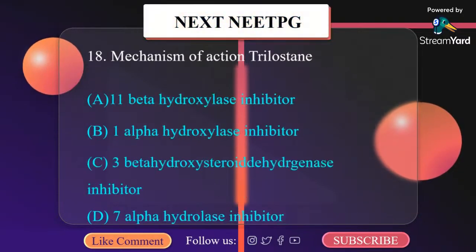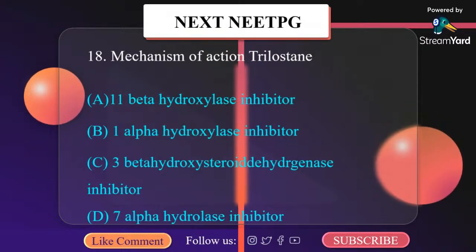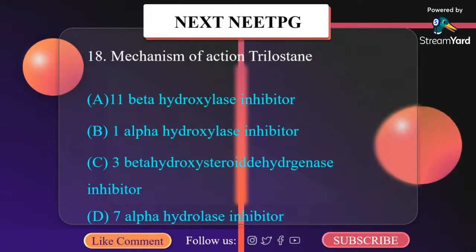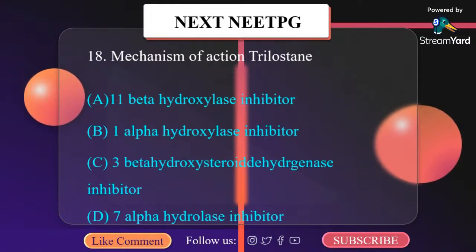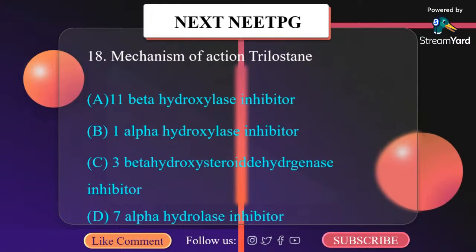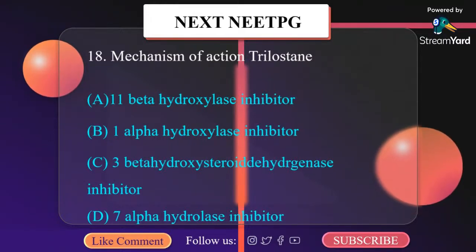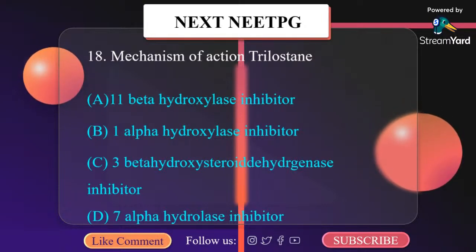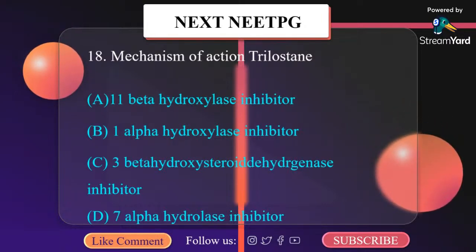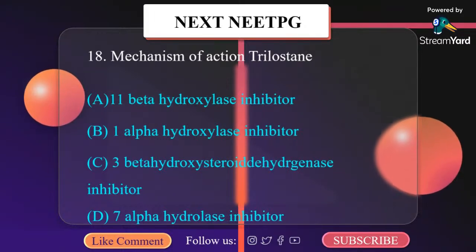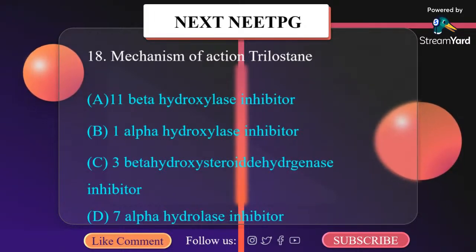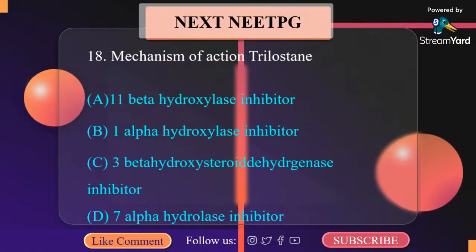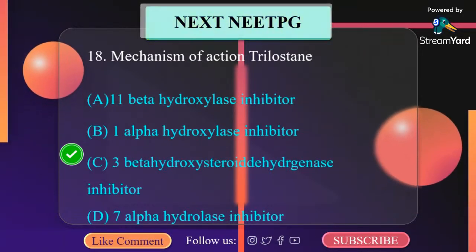Mechanism of action of trilostane is: A, 11 beta hydroxylase inhibitor, B, 1 alpha hydroxylase inhibitor, C, 3 beta hydroxysteroid dehydrogenase inhibitor, and D, 7 alpha hydroxylase inhibitor. Trilostane is a medication which has been used in treatment of Cushing syndrome, Conn syndrome, and post-menopausal breast cancer in humans. So the correct option here is C, 3 beta hydroxysteroid dehydrogenase inhibitor.